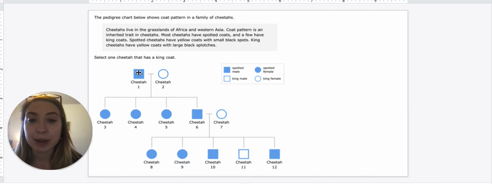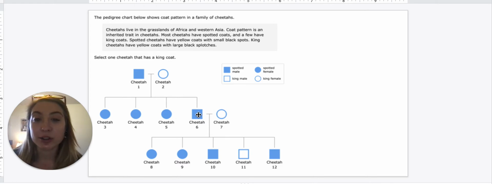So here we have a male that has a spotted coat and a female that has a king coat. Then this line down here shows all their little babies. So we see they have a spotted female. Female is circle and filled in means spotted. And if I get confused, I can look back over here as well. So I have spotted, spotted, spotted, and then a square. So it's a male, but it's also with spotted fur.